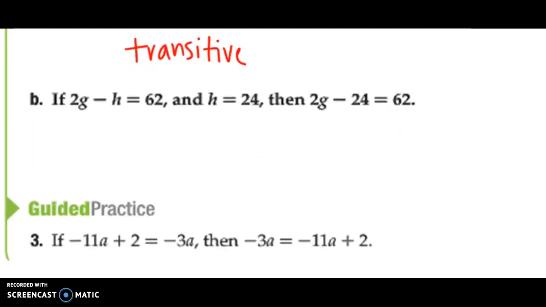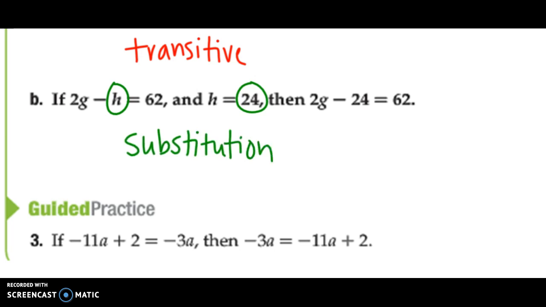Letter B. If 2g minus h is equal to 62, and h is equal to 24, then 2g minus 24 is equal to 62. All I've done is taken 24 and substituted it in for h. So you can tell that this is the substitution property. There's a guided practice problem for you to try as well.